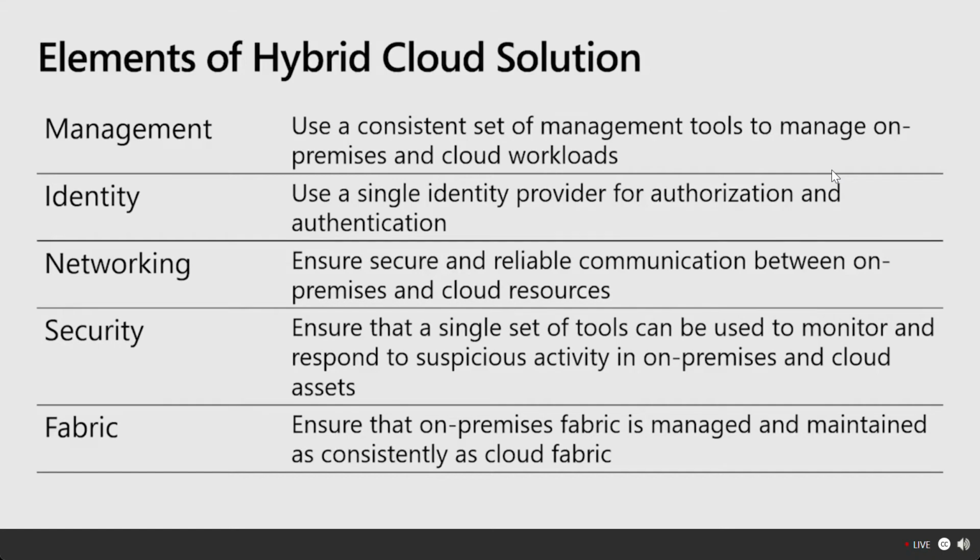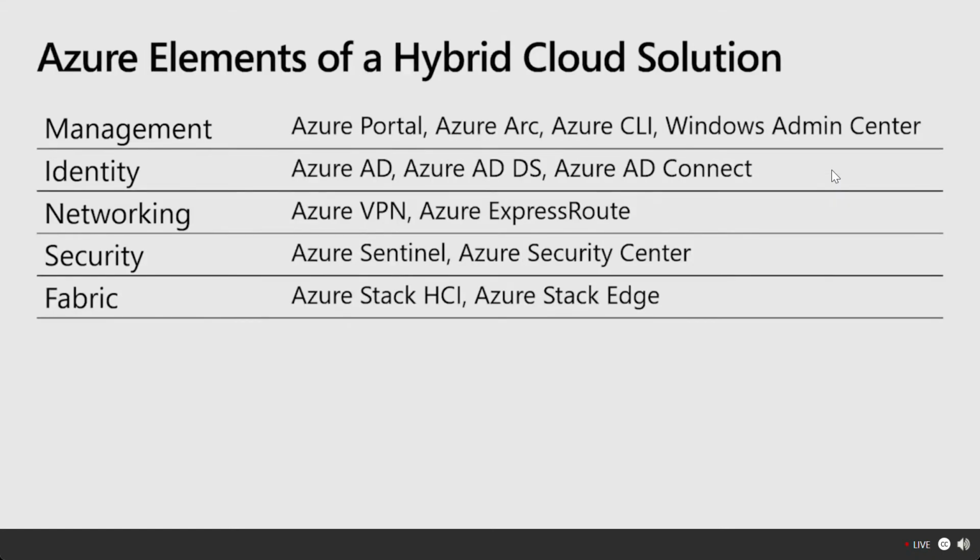So the Azure elements of a hybrid cloud solution. For management, you can use the Azure portal and Azure Arc, the Azure CLI and Windows Admin Center. So you can use the Azure portal, especially when you've got Azure Arc configured, to do management of on-prem resources. For identity, you've got a variety of options that come with an Azure hybrid cloud solution. You can use Azure AD, you can use Azure Active Directory Domain Services, and you can use Azure AD Connect. And that's all without getting into complex topics such as identity federation. For networking, you've got Azure VPN and Azure ExpressRoute as the products that you use to connect your on-premises resources to Azure.